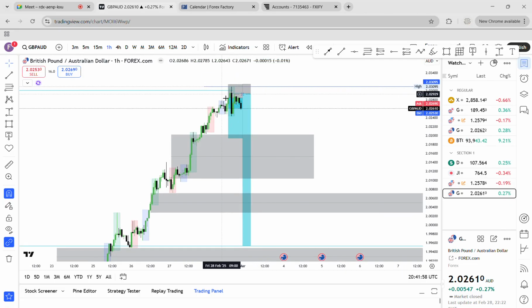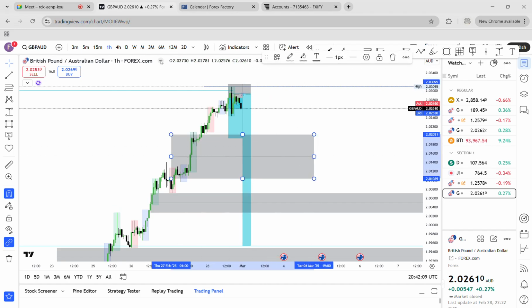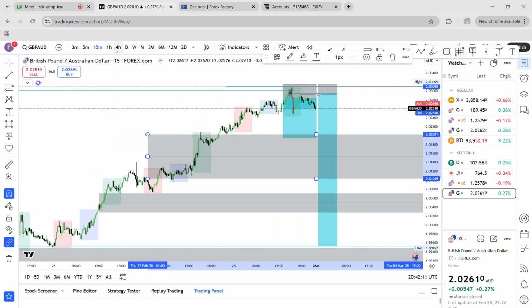But the setup is there. I have shown you guys what the market is likely to do, and identified the point of interest. It's all about waiting for price to get there, and you react.